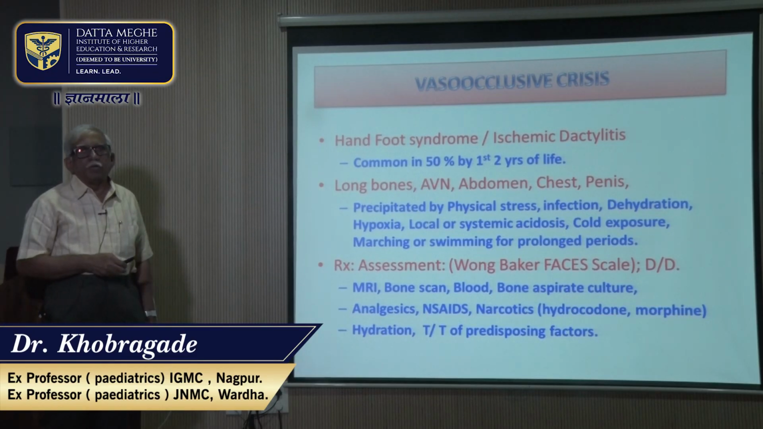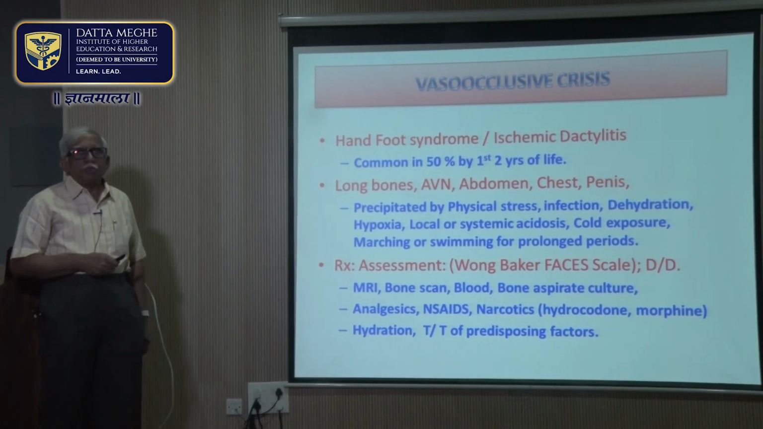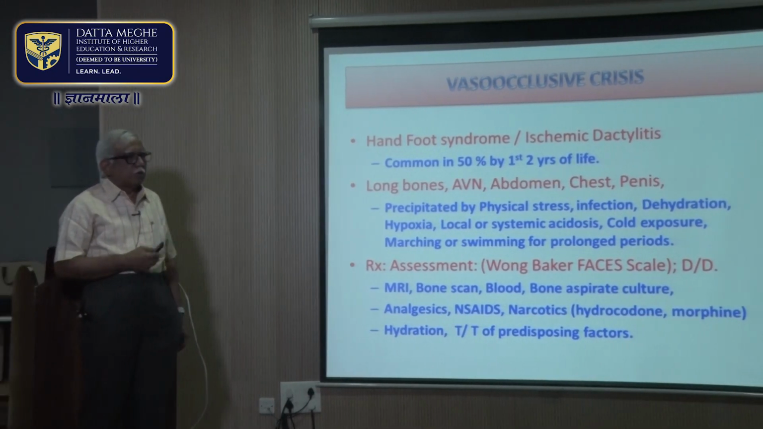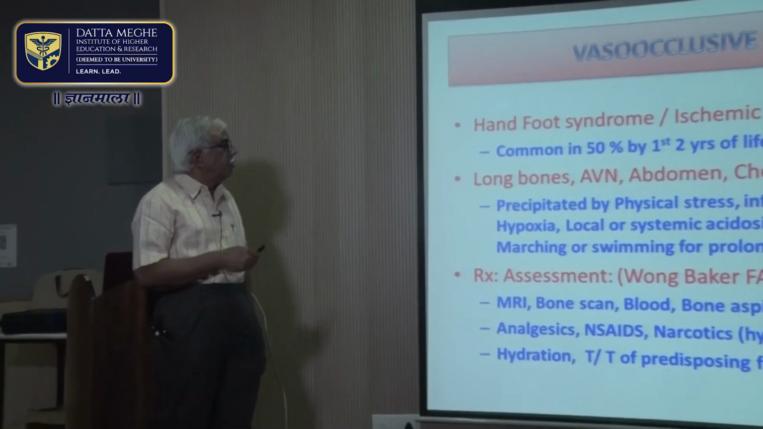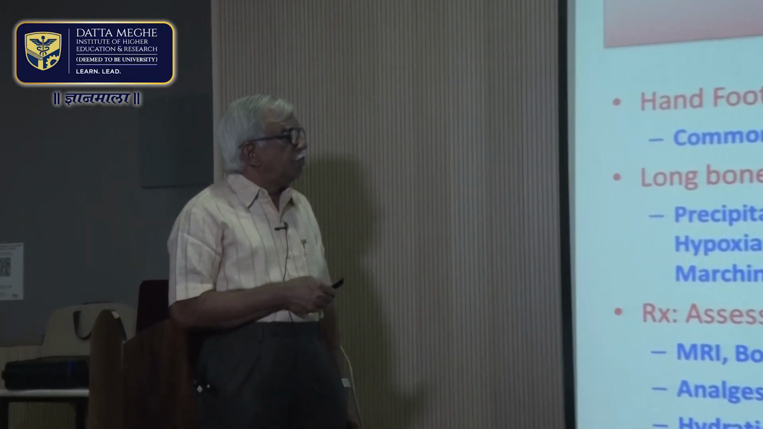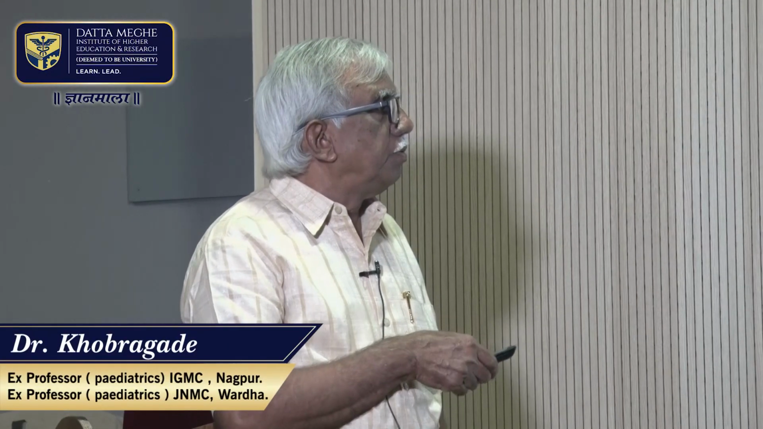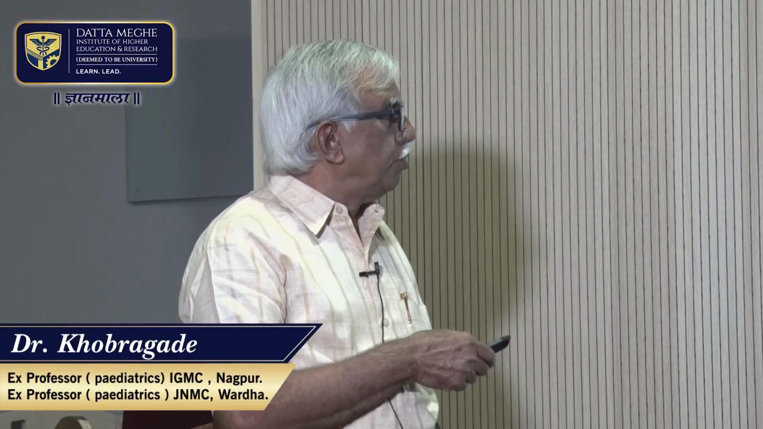Now the vaso-occlusive crisis. Coming to the crisis part, the most common complication or crisis which we come across is a vaso-occlusive crisis. Hand-foot syndrome or ischemic dactylitis is one of the common presentations, with bilateral symmetrical painful swelling of the digits and dorsum of the hand. They are common in 50% by the first 2 years of life.